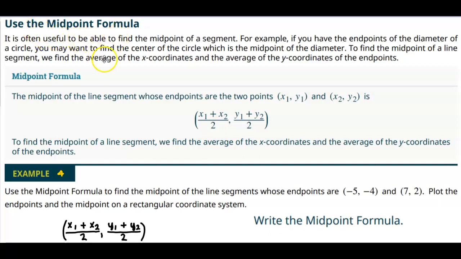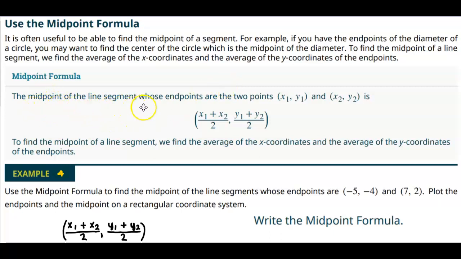Using the midpoint formula, it is often useful to be able to find the midpoint of a segment. For example, if you have the endpoints of the diameter of a circle, you may want to find the center of the circle, which is the midpoint of the diameter. To find the midpoint of the line segment, we find the average of the x-coordinates and the average of the y-coordinates of the endpoints. So the midpoint formula states the following.